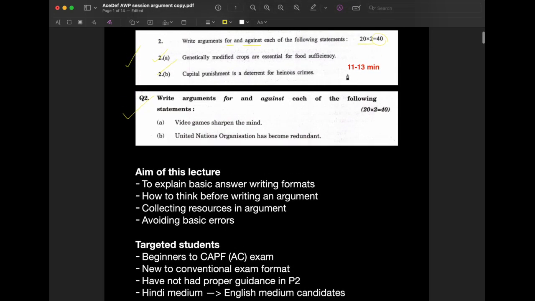In this 11 to 13 minutes, the initial 1.5 minutes, or if it's a tougher topic, you may even take 2 minutes to think before writing an argument, like this topic on the United Nations organization. This has lots and lots of points. For a candidate who has studied well, you have too many points in this. So it takes about 2 minutes to frame yourself.